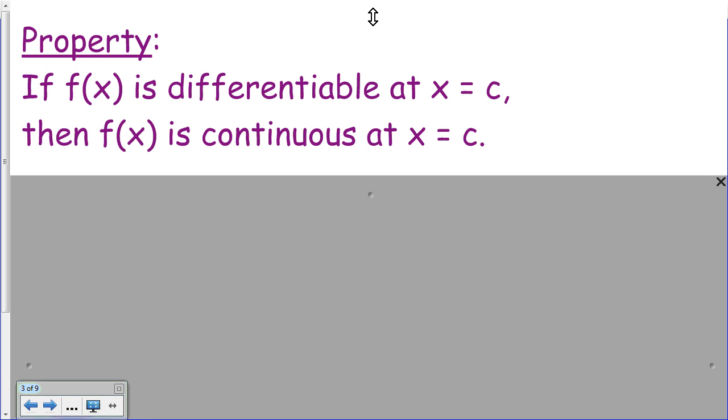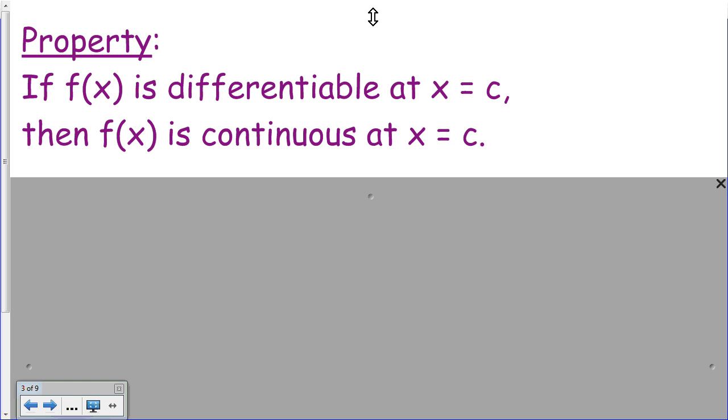All right, so here's the property that this section deals with. And it says the following. It says, if f of x is differentiable at x equals c, then f of x is continuous at x equals c. In fact, many times we read this off as differentiability implies continuity. In other words, if you have differentiability, then you automatically have continuity with it. If f of x is differentiable at x equals c, then f of x is continuous at x equals c.